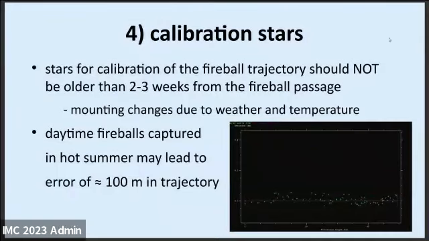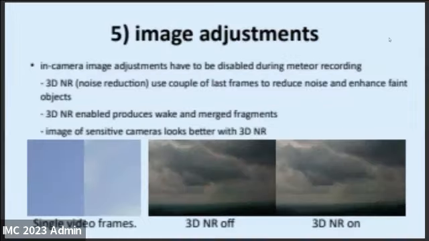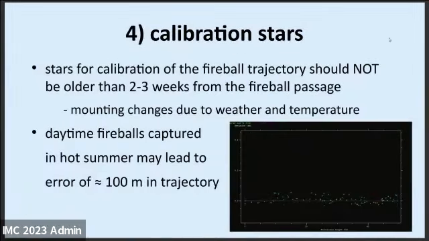The calibration stars, we found out that if we used calibration stars older than let's say 2 or 3 weeks, then it doesn't fit into the trajectory that we have from our photographic camera. So probably the mounting also changes due to weather or temperature changes on the scale of weeks. So we have to use only, let's say, fresh stars. But there also are examples when we were not able to have correct stars.